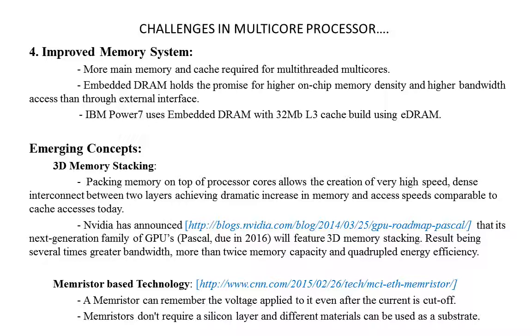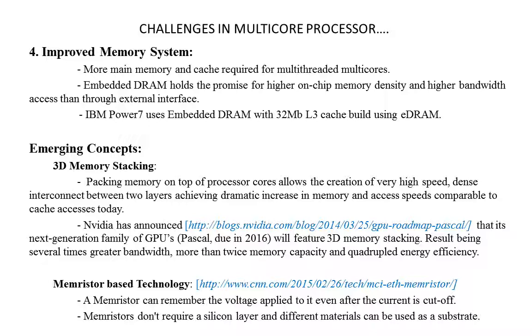3D memory stacking. In 3D memory stacking, a completed computer chip such as DRAM is placed on top of the CPU. In this way, the chips that used to be centimeters apart are now millimeters apart. This provides improved bandwidth and reduced power consumption. Now we will look at memristor. This device can remember a voltage applied to it even after the current is cut off. This can pave the way for computers that can never lose data.